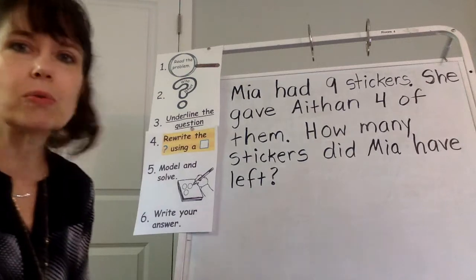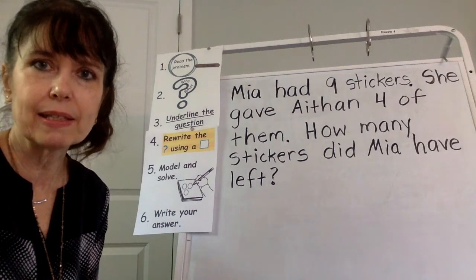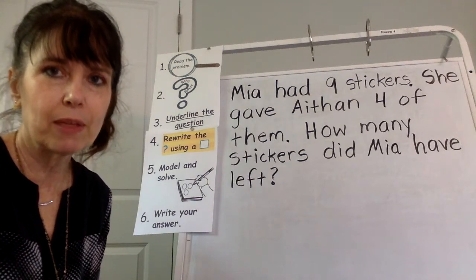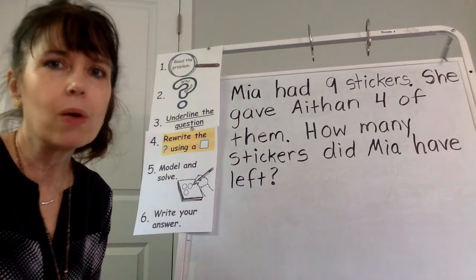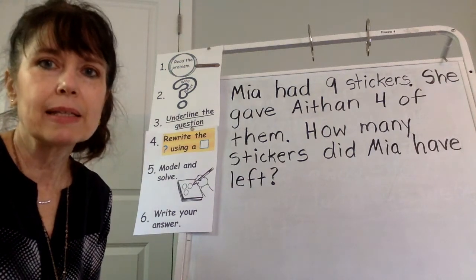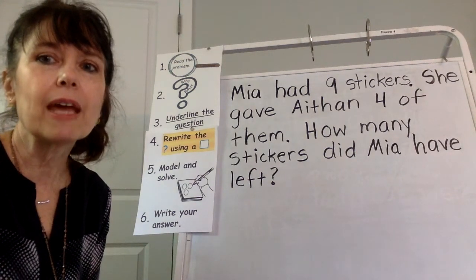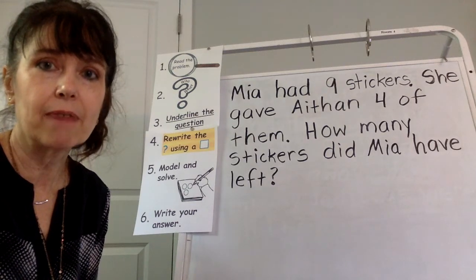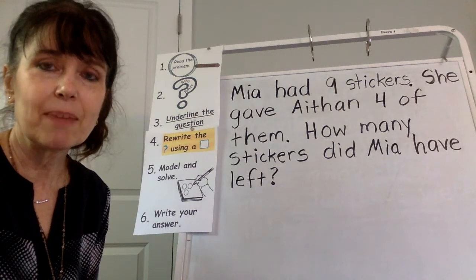Step number 2 says, who or what is this problem about? I'm going to read the problem one more time, and you be thinking while I'm reading the problem, who or what is this problem about? Mia had 9 stickers. She gave Ethan 4 of them. How many stickers did Mia have left? Think about that a minute.